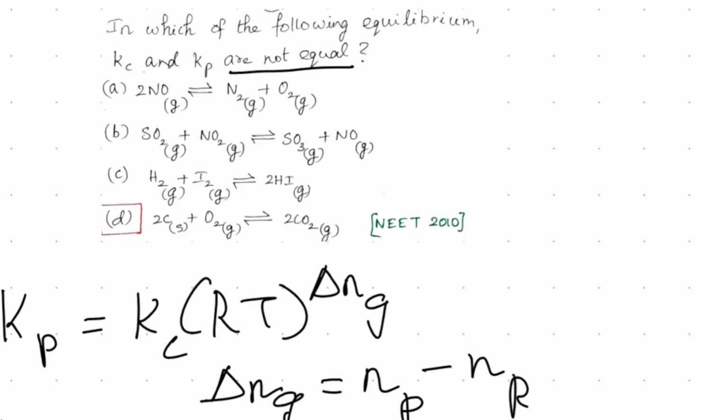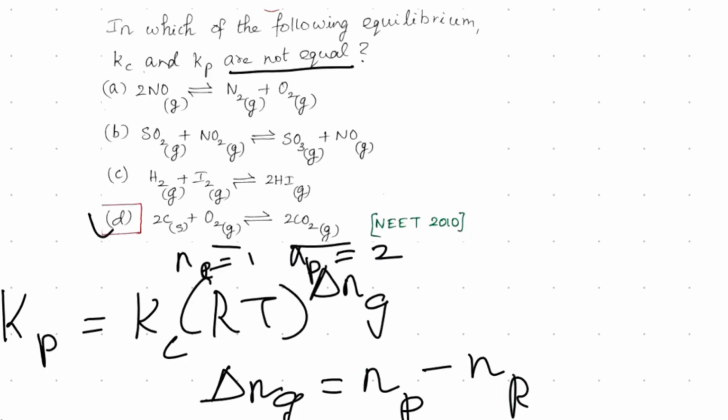Whereas in the fourth option, option D, you should not count carbon because it is in the solid state. You just count the gaseous species. 1 mole of oxygen. In the product side, you have 2 moles of carbon dioxide. So, in this case, Nr is 1, Np is 2. Therefore, delta Ng is not 0. So, Kp is not equal to Kc in option D. So, that is the correct answer.